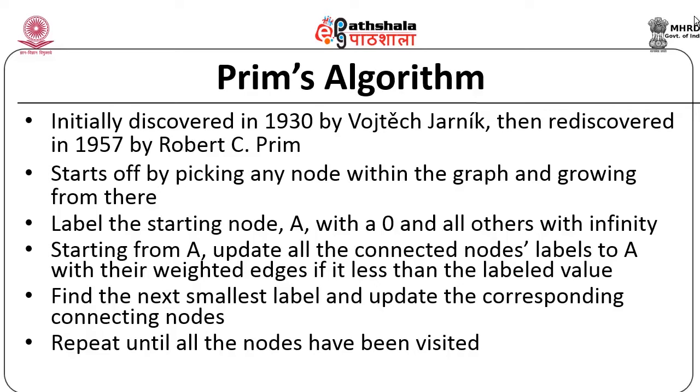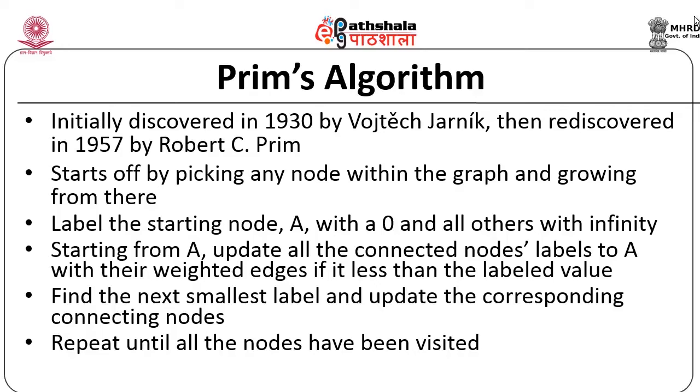Now, you label the starting node A with 0 and all others with infinity. Starting from A, update the labels of all the nodes connected to A with their weighted edges if it is less than the already labeled value. Then you find the next smallest value and update the corresponding connecting nodes, and repeat until all the nodes have been visited. I will just repeat this once more.